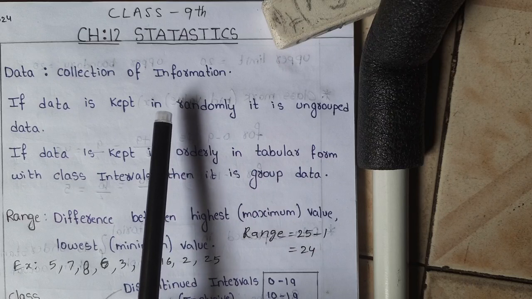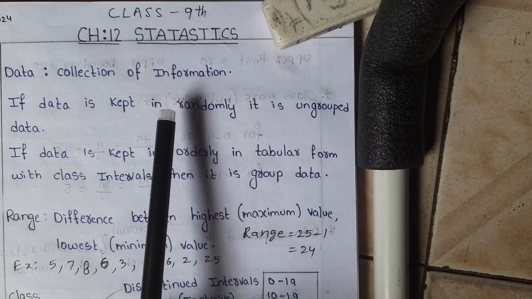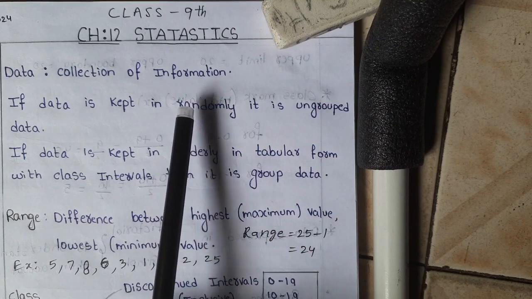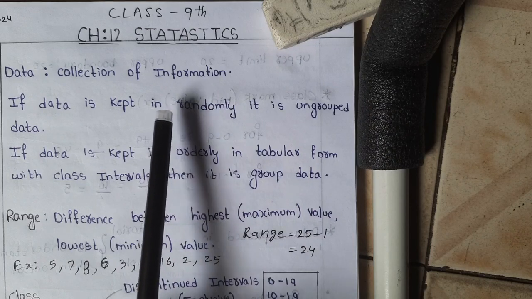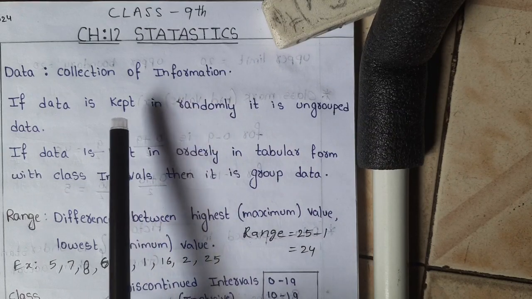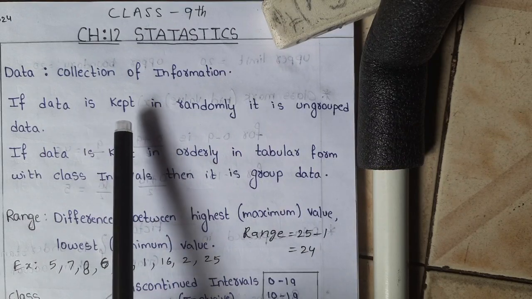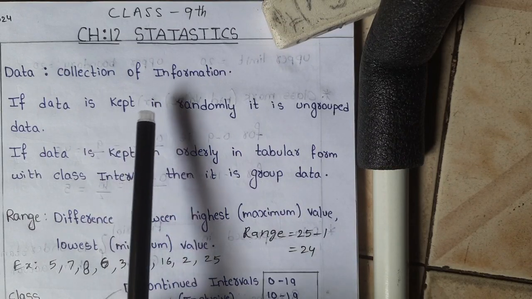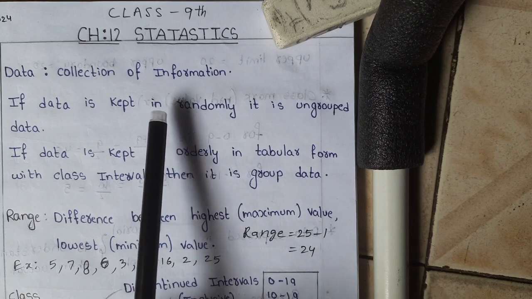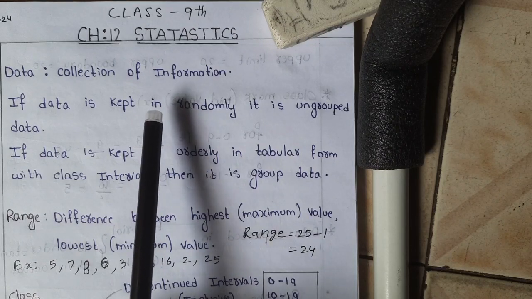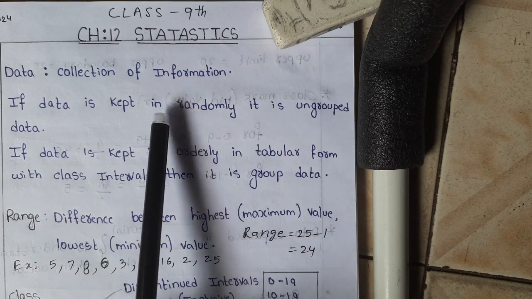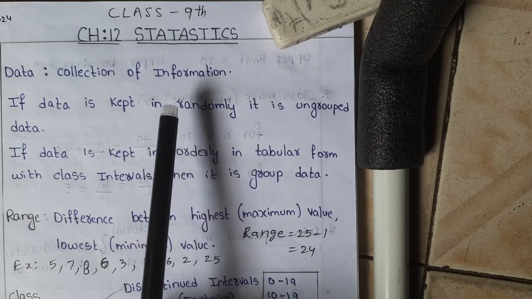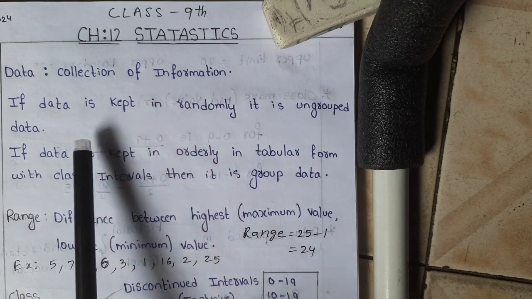Data means, suppose there are 10 different families. In each family, how many children are there in each house? You can collect that information. There may be one child or no child. Suppose newly married people have no child. Some have 2 or 3 children. A joint family may have more children. Like that, in 10 families, you can collect how many children there are.